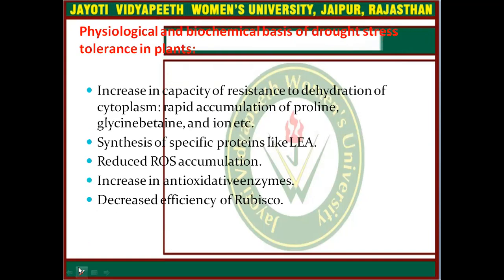Physiological and biological basis of drought stress tolerance in the plant: increasing the capacity of resistance to dehydration of cytoplasm, rapid accumulation of proline, glycine betaine and ions, etc. Synthesis of specific proteins like LEA, reduced ROS accumulation, increase in antioxidative enzymes, and decreased efficiency of rubisco.